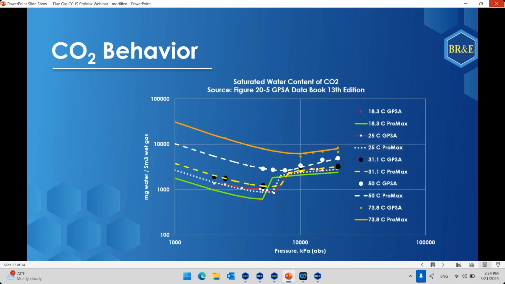So in ProMax, we have several thermodynamic packages which are able to do so, and I'll discuss this with you in a minute. What this figure is showing is a comparison between GPSA data and a model done using the ProMax Peng-Robinson equation of state. And you can see that it's able to predict the minimums quite well.